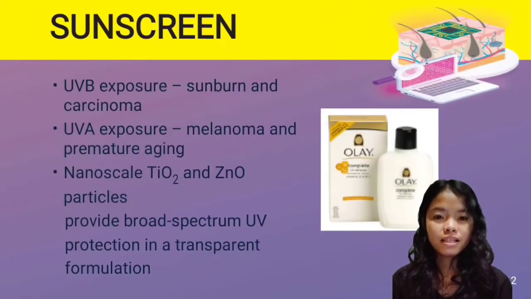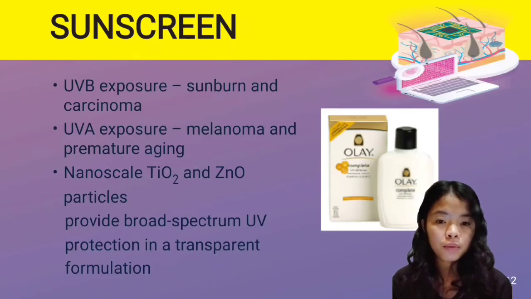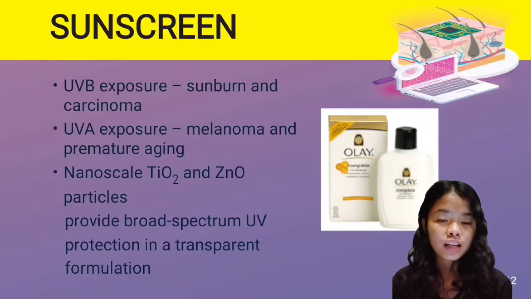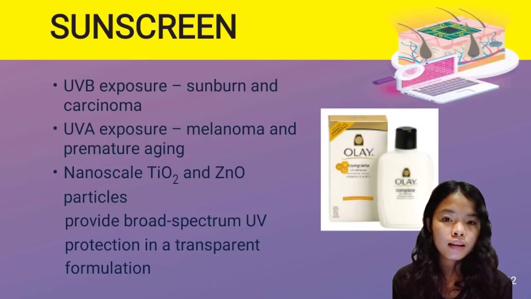The next one is the sunscreen. Sunscreen is really important for our skin since it helps us have protection from UV rays. Sunscreen is composed of nanoscale titanium dioxide and zinc oxide, which provide broad spectrum UV protection in a transparent formulation. Through the components of sunscreen, it helps us avoid the exposure to ultraviolet B and ultraviolet A, which cause sunburn and carcinoma, melanoma, and premature aging.